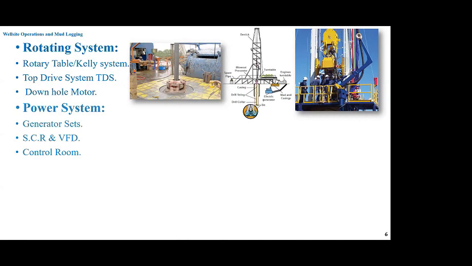Then the power system, which supplies required power for the rig components. The power system consists of generator sets. Sometimes you find the term CATs, which means Caterpillar engines, referring to manufacturers of the generators. Then the silicon control rectifier units, which transform alternating current to direct current, because most of the components work with direct current, and the generators provide alternating current.